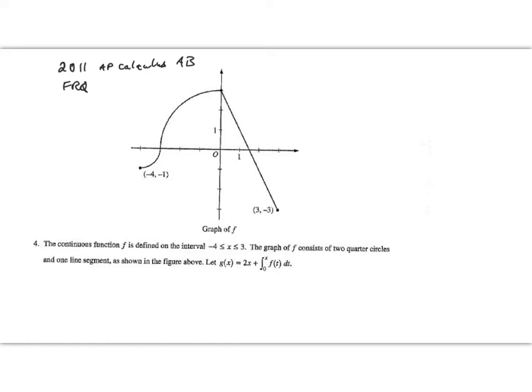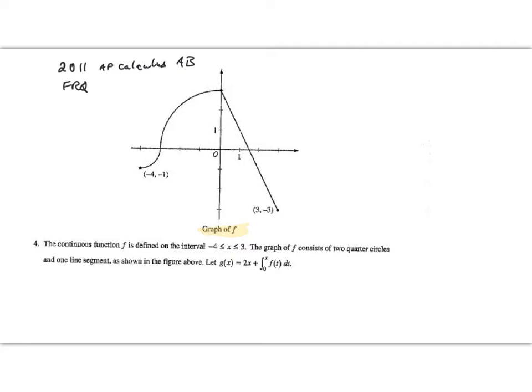All right, one more FRQ to take a look at here. This is one pretty similar to one we did in the notes. The continuous function f is defined on the interval from -4 to 3 inclusive, and there's -4, there's 3. And a useful bit of information: this is the graph of f. So it can't be anything else, it is the graph of f. Okay, and that's good to know.